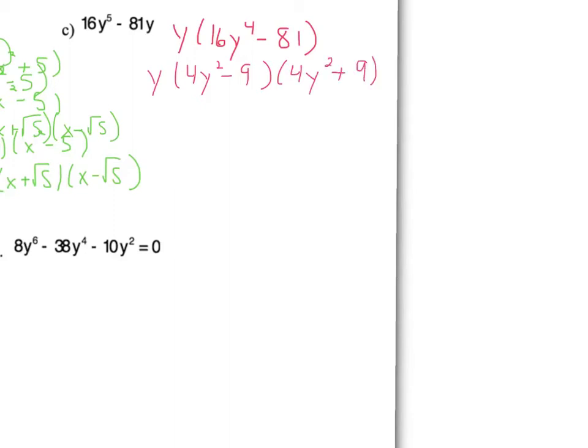And then we see that 4y squared minus 9 is a difference of squares. We cannot factor further 4y squared plus 9 because it's a sum of squares. So we will factor 4y squared minus 9 to 2y plus 3 and 2y minus 3. And then we still have 4y squared plus 9.